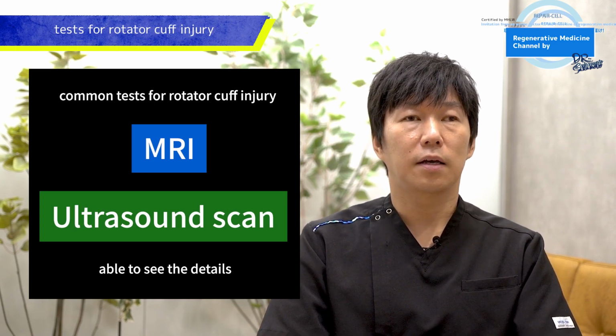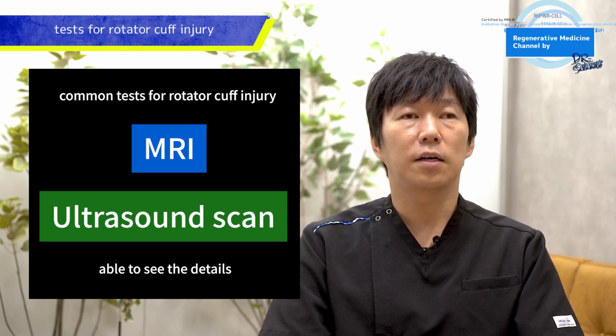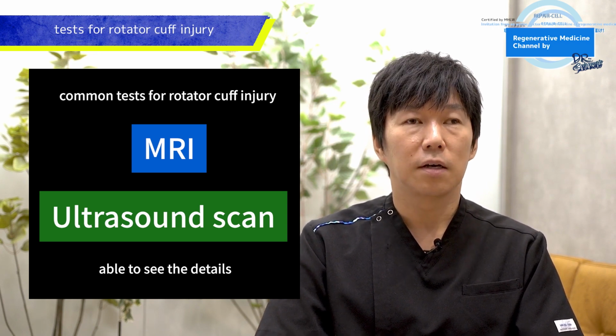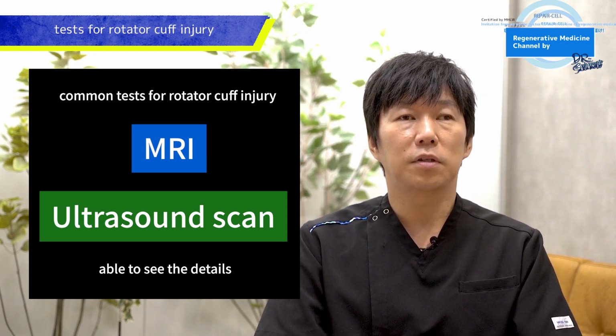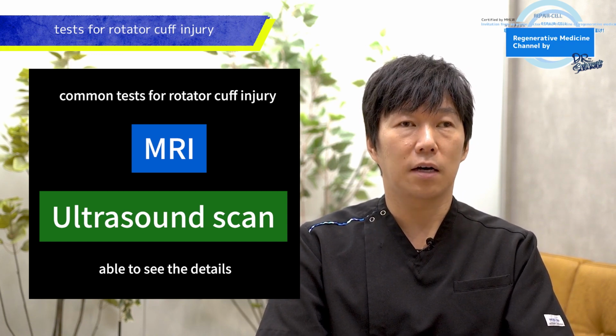To diagnose a rotator cuff injury, MRI and ultrasound scans are often used. These tests can see the details and determine a partial or complete tear.